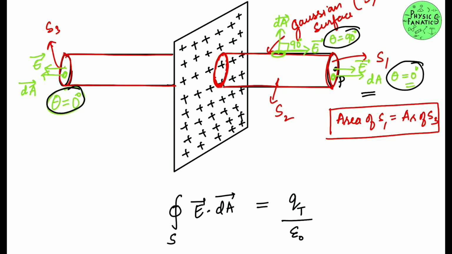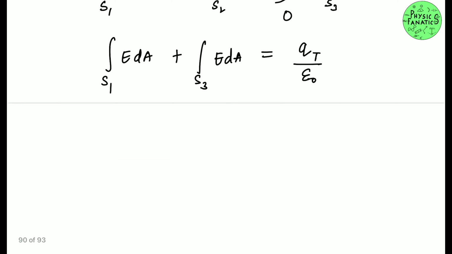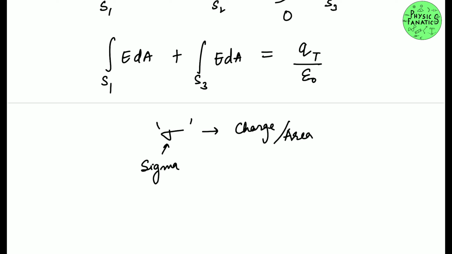Lambda was your charge per unit length, right? But this time I cannot talk about length because there is an area involved. So this time I'm going to introduce a new term, and I'm going to call that term sigma. Sigma is a Greek letter. Sigma is defined as charge per unit area. As previously lambda was charge per unit length, this time I'm going to introduce sigma, which means charge per unit area. What does that mean? For a unit area, sigma is the charge.